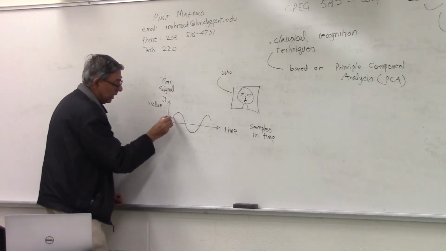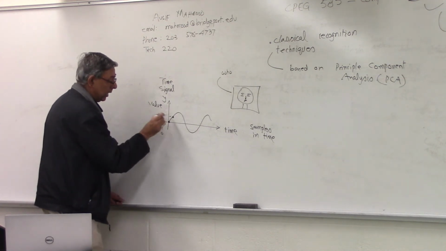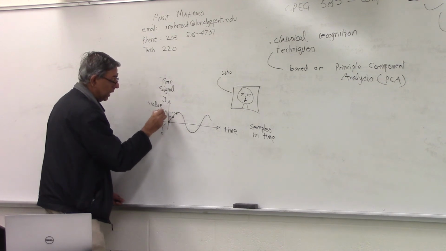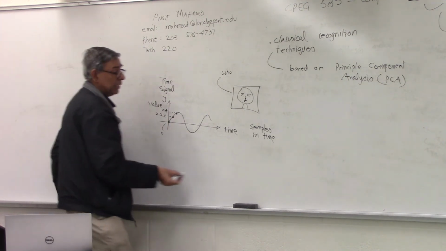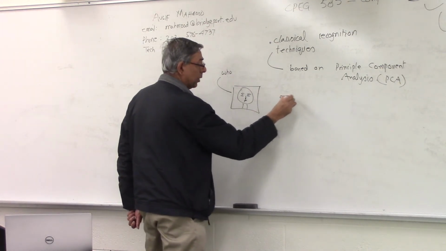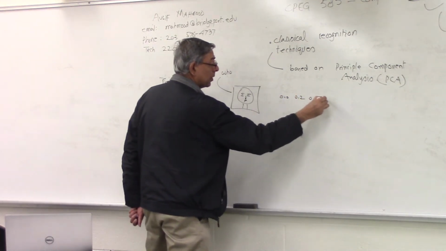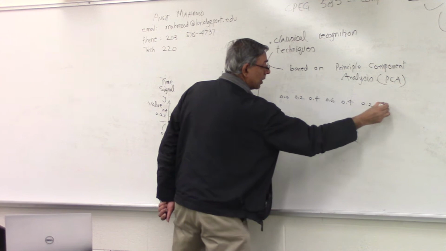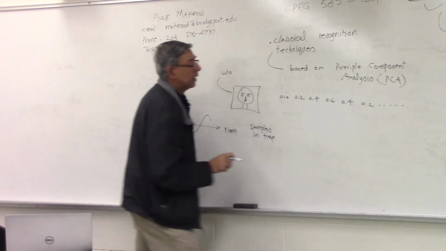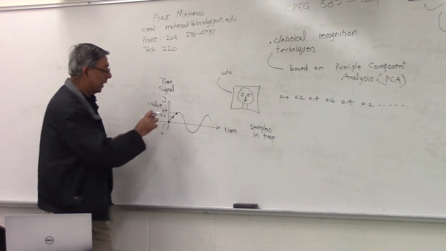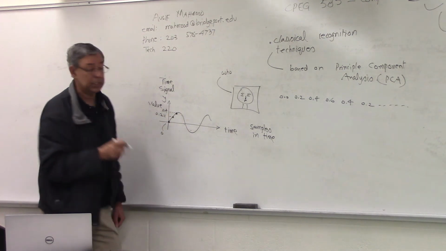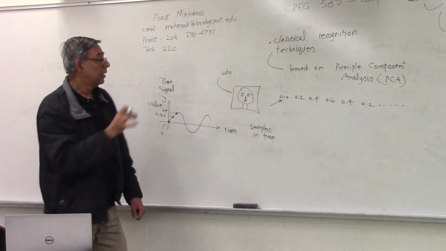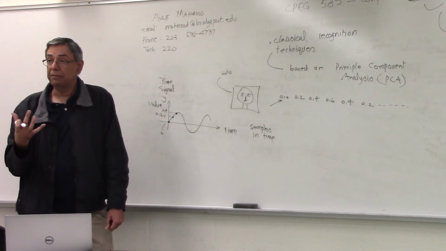Then 1 millisecond later, you measure the voltage again. Let's pretend it is 0.2 volts. 1 millisecond later, you measure the voltage again. Pretend it's 0.4 volts, right? So basically, you're given some data, like 0.0, 0.2, 0.4, 0.6, 0.4, 0.2, and so on. So you're given a sequence of numbers, which are basically samples that you took on the wave. And by looking at this, your goal is to predict if it is a sine wave or if it is not a sine wave, okay?